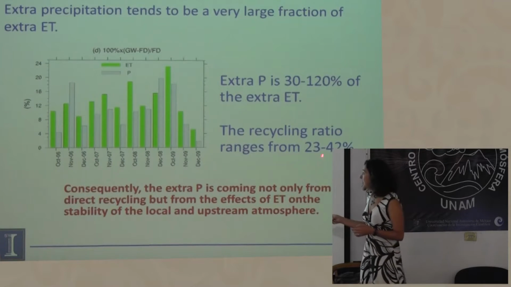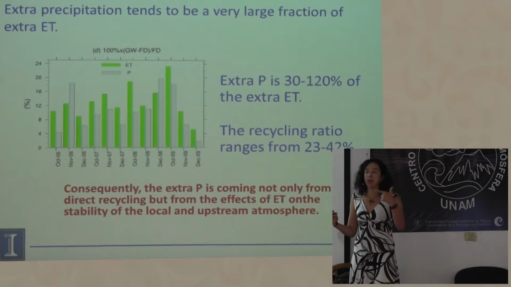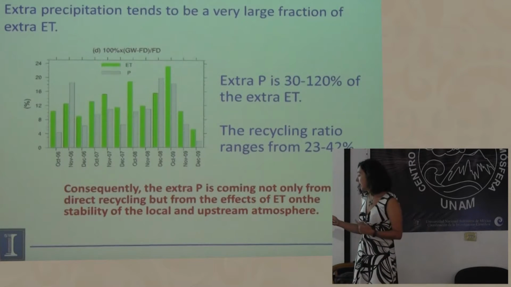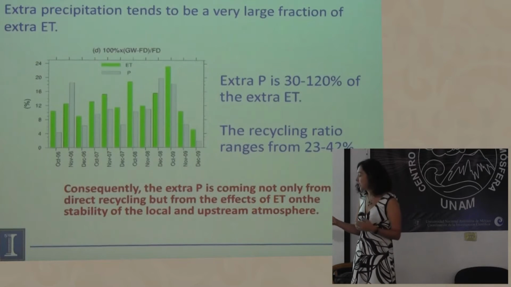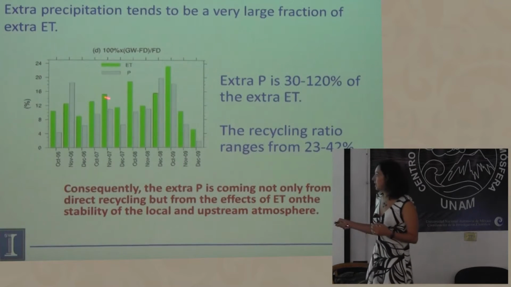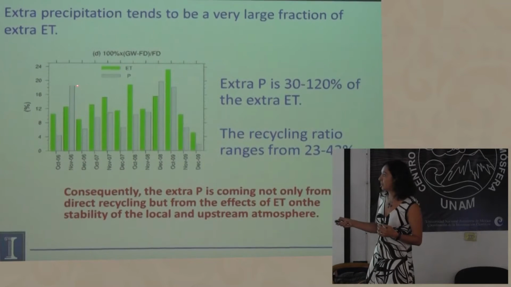From our previous work, if you were thinking only of moisture sources and recycling, we would expect like a 30 to 40% increase in precipitation. But look, some years the change in precip is higher than the change in ET. Okay?